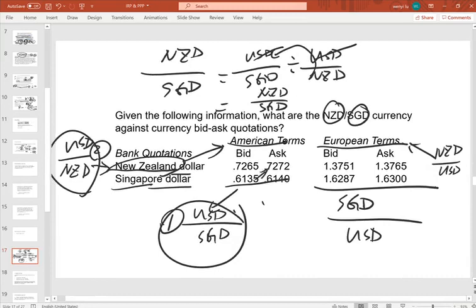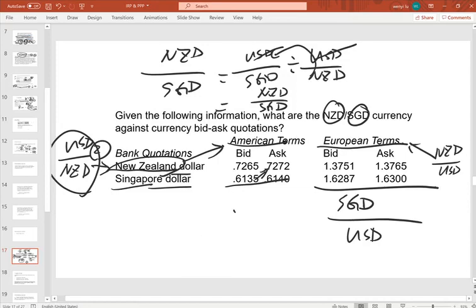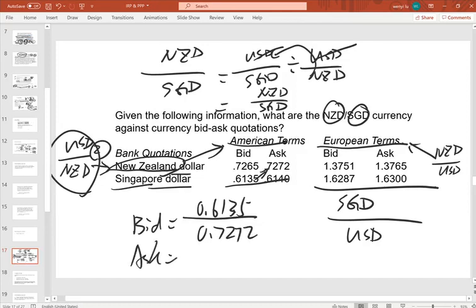So the bid price will be equal to 0.6135 divided by 0.7272. For the ask price, it will be 0.6140 divided by 0.7265. So that's the bid and ask for New Zealand dollars to Singapore dollars quote.